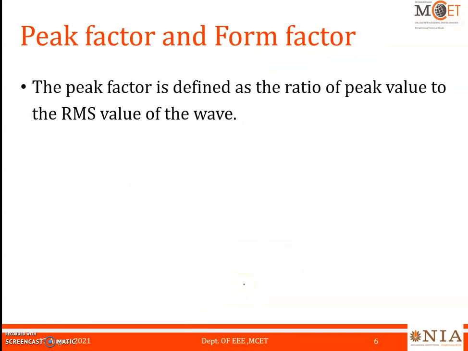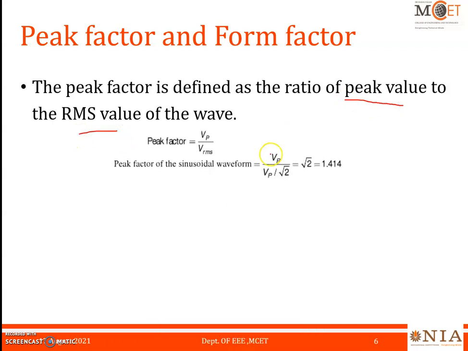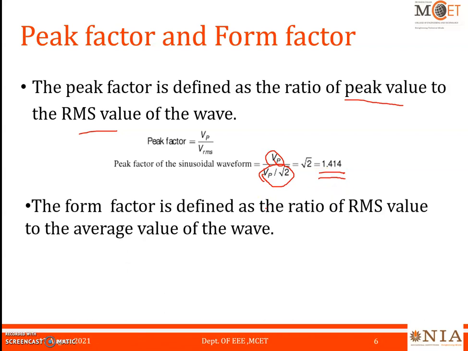Next one, peak factor and form factor. Peak factor is the ratio of the peak value to the RMS value. It is represented as Vm divided by Vrms. Vm value we know, and Vrms we know as Vp divided by root 2. Based on that, the peak factor value is 1.414.